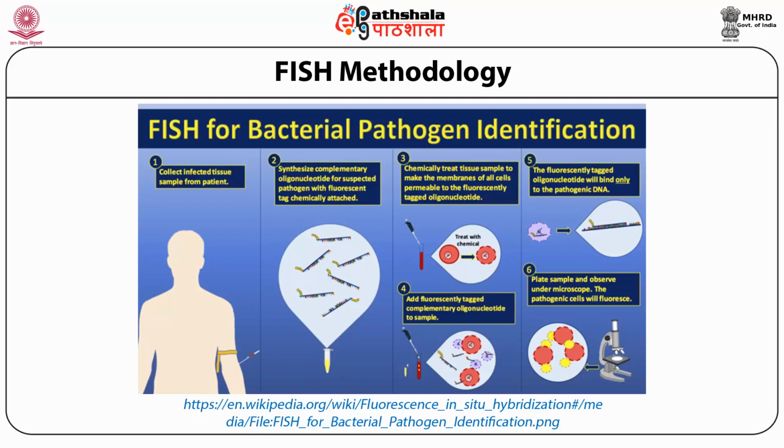So we can collect the specimen from the site of infection or from the place where we want to investigate. Then we synthesize the pathogen-specific probes. We can hybridize them just like I mentioned earlier, and then visualize under a fluorescent microscope, and figure out whether that particular pathogen is there in that specimen or not.